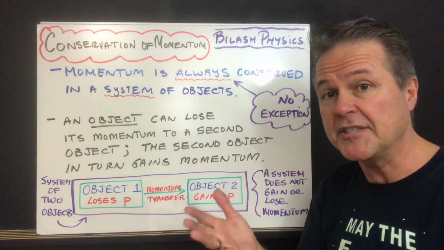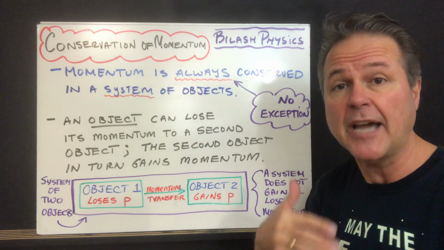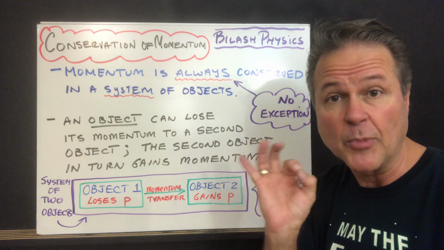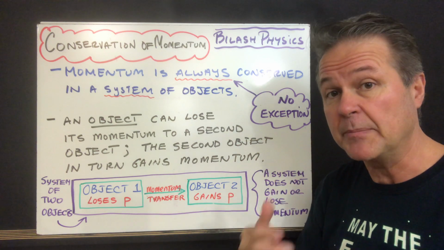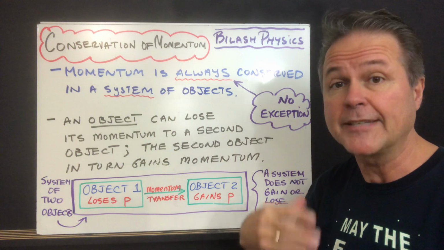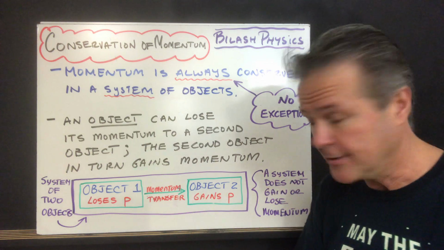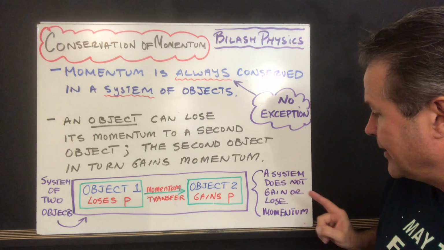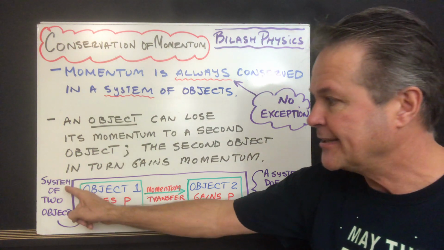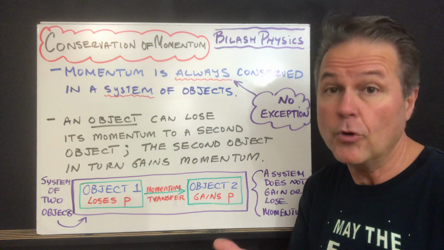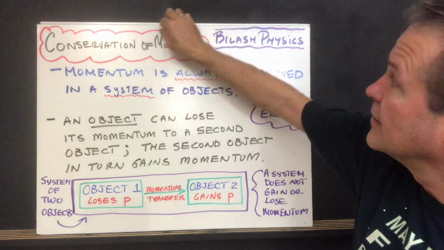So if the entire system is not moving, that means the entire system has 0 momentum. But if the entire system is in fact moving, then the entire system maintains its momentum. So a system does not gain or lose momentum, and a system is made up of 2 or more objects.